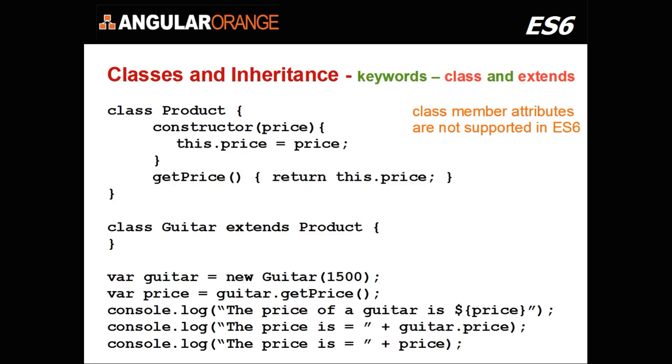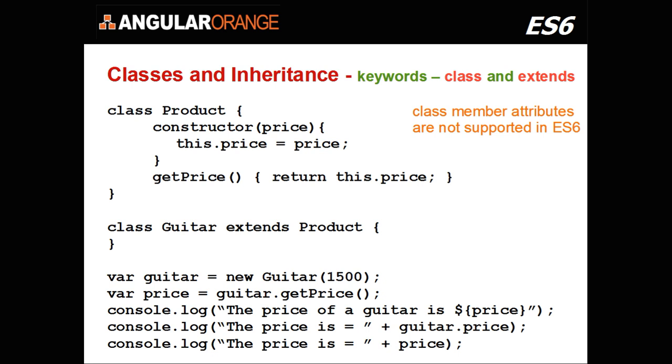So now we talk about classes and inheritance. There's keywords, class and extends. So if you have a product with a constructor that takes an argument price and it defines this.price equal to price, it implicitly defines a member variable called price. And if you call getPrice, you could return this.price. So this class you could actually instantiate an object with by passing in a single parameter.